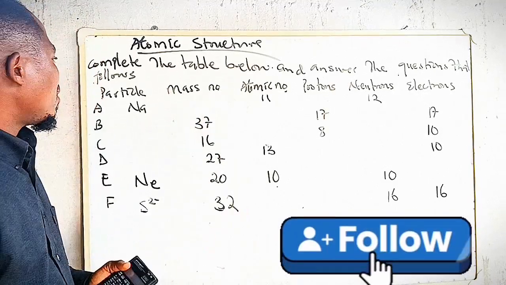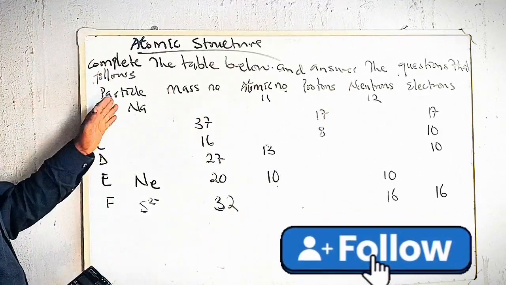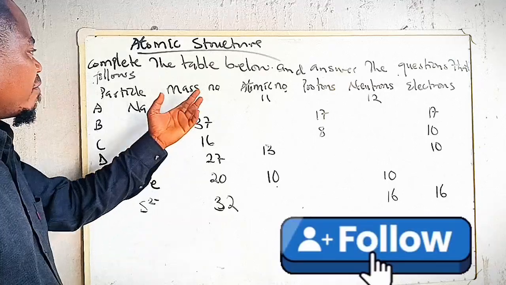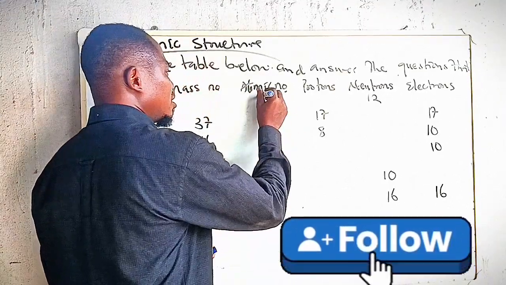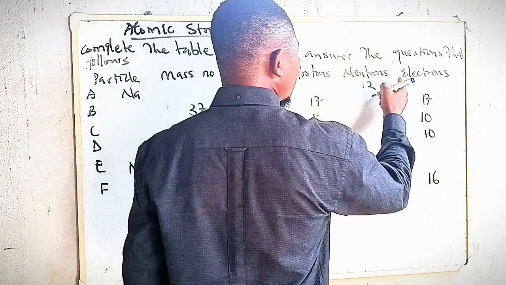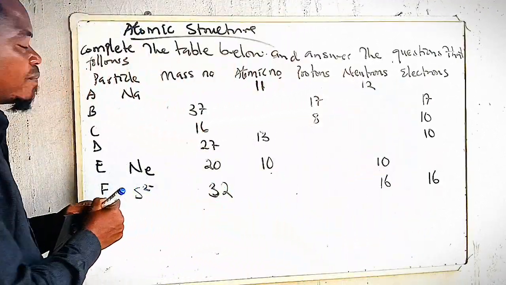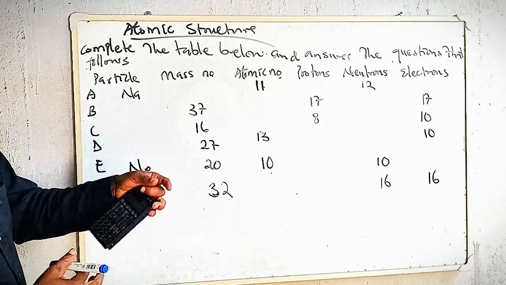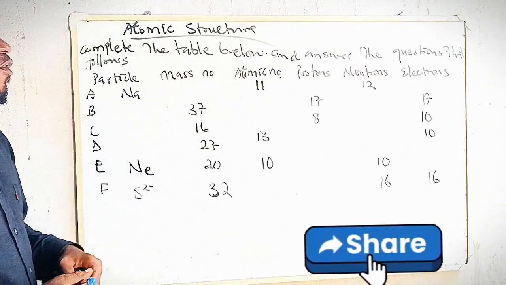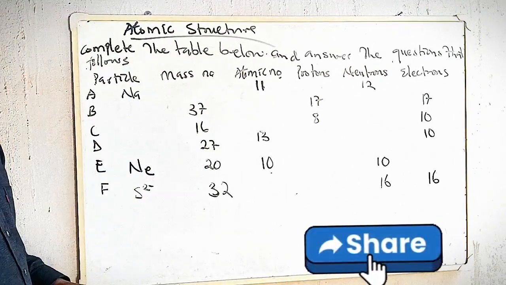Is that okay? Now, we have a table. The table has given us particle, elements, mass number, atomic number, protons, neutrons, and electrons present in each of the particles. So, the first question now is for us to what? Fill this. Now, for you to fill this, you must know this.